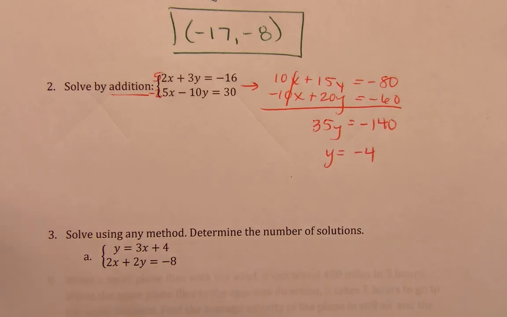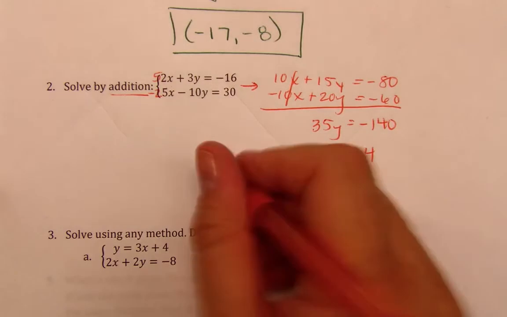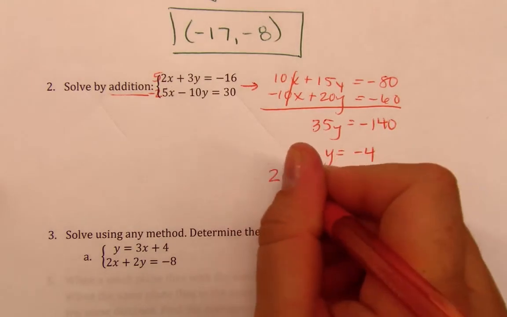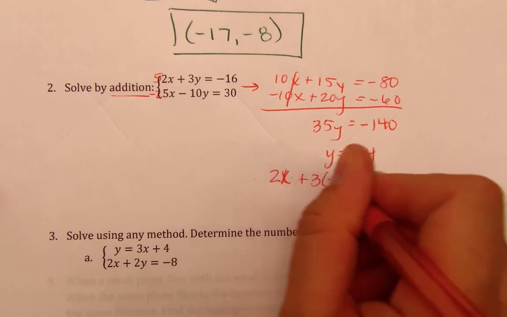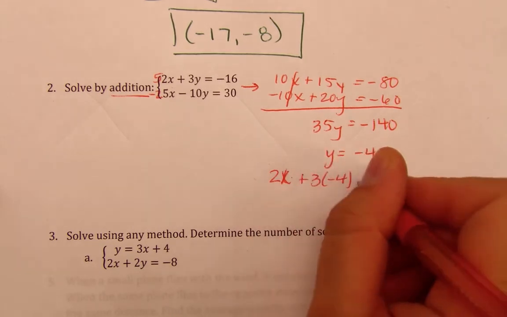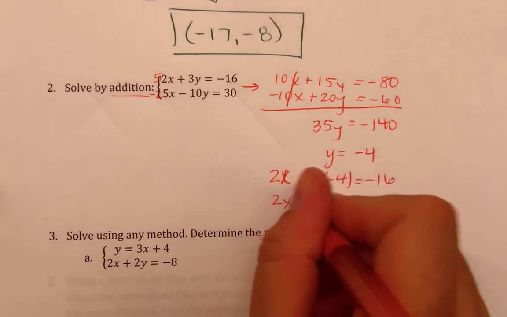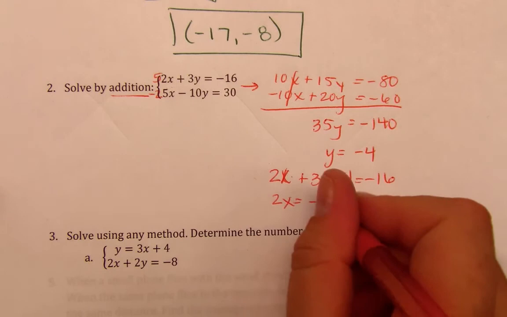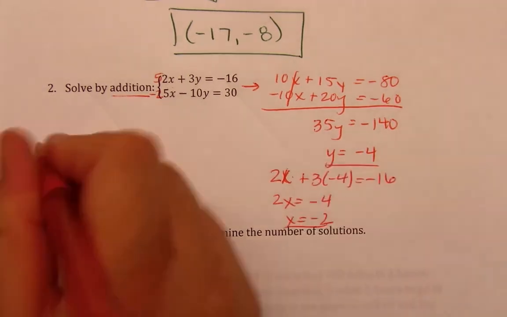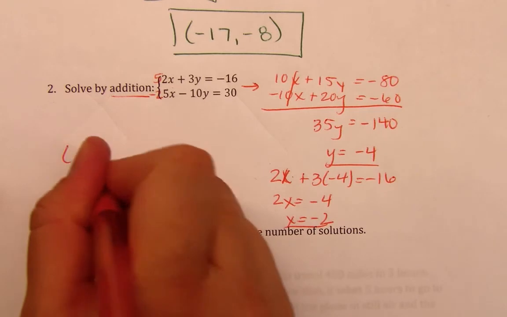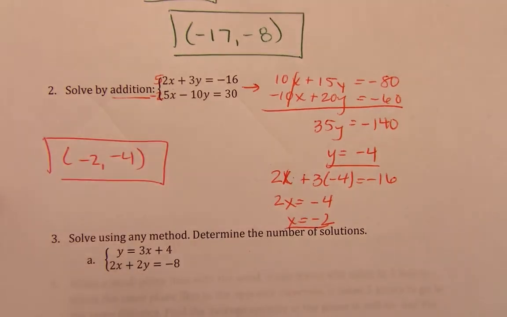Now I can plug that in and find my x value. I'm going to use the top equation. So we have 2x plus 3 times -4 equals -16. So 2x, adding 12 to both sides, gives me -4. So x equals -2. So using these two values, I have -2, -4. Okay.